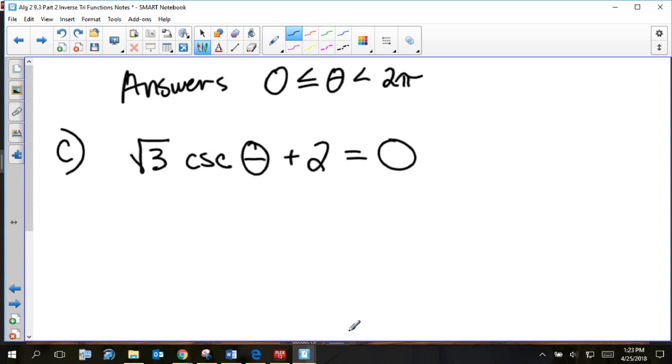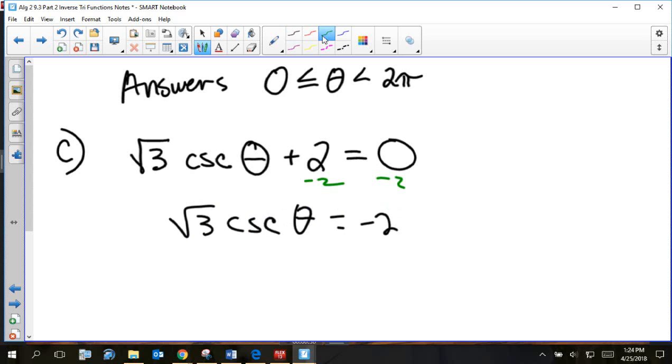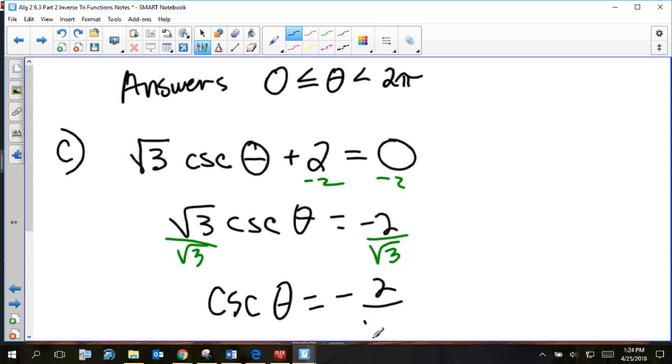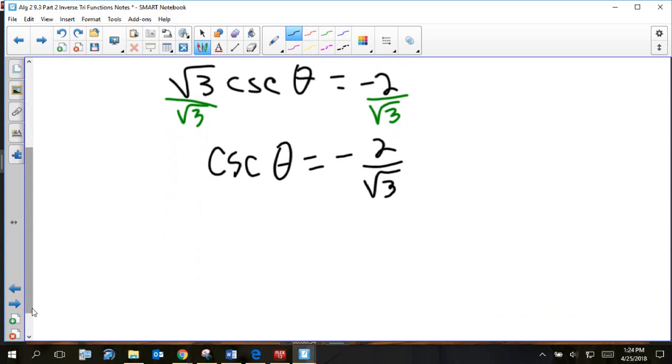So I'm going to look at this and I'm going to say, all right, I need to get cosecant theta by itself. So what should I do first? Okay. So subtract the 2. Then we're going to divide by radical 3. And I have cosecant theta by itself.